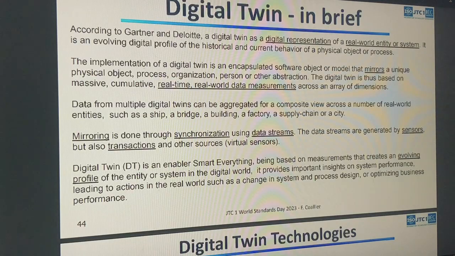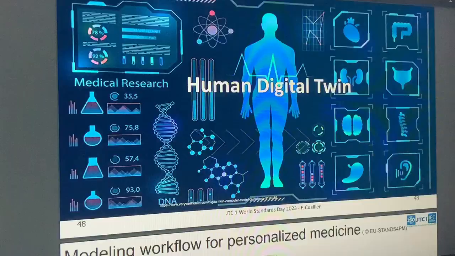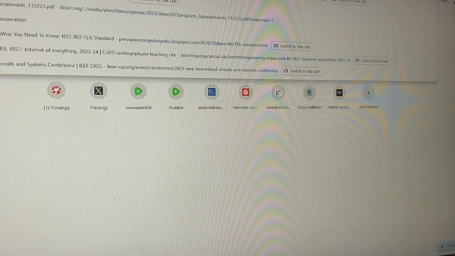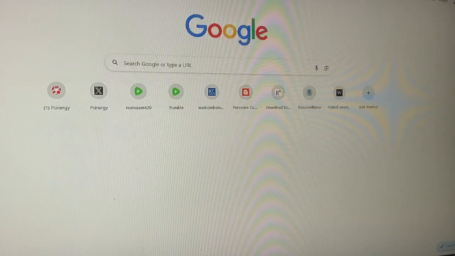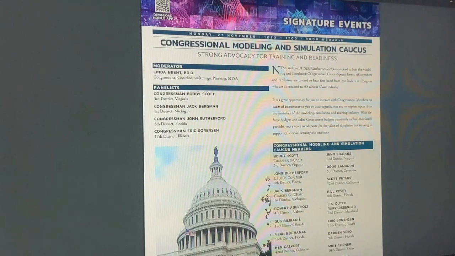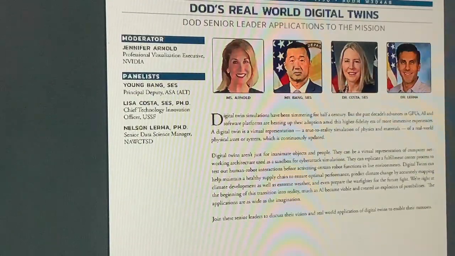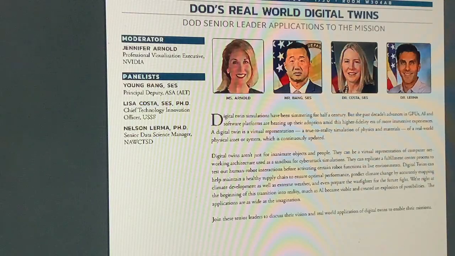My business has to do with these digital twins that have been in use by our Pentagon with proper modeling software for 50 years. Now, if that means that at some level, tax dollars are paying for this like they pay the NSA employees, digital twin simulation simmering for half a century, that's 50 years. And a digital twin is a virtual representation, a true to reality simulation of physics and materials. This is all, bioelectromagnetics is part of biophysics.